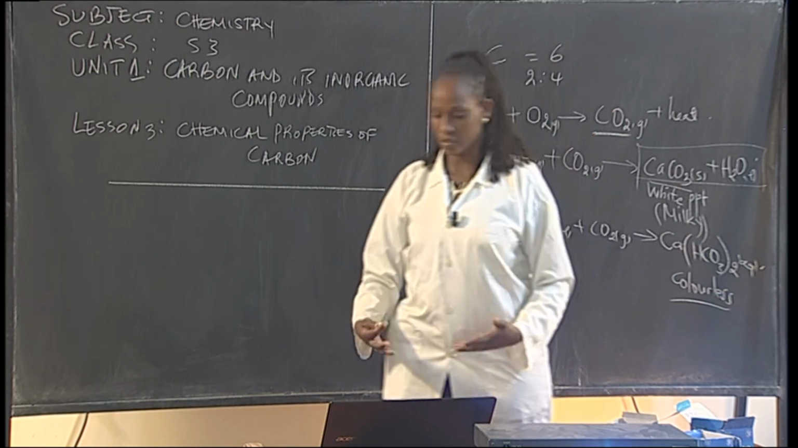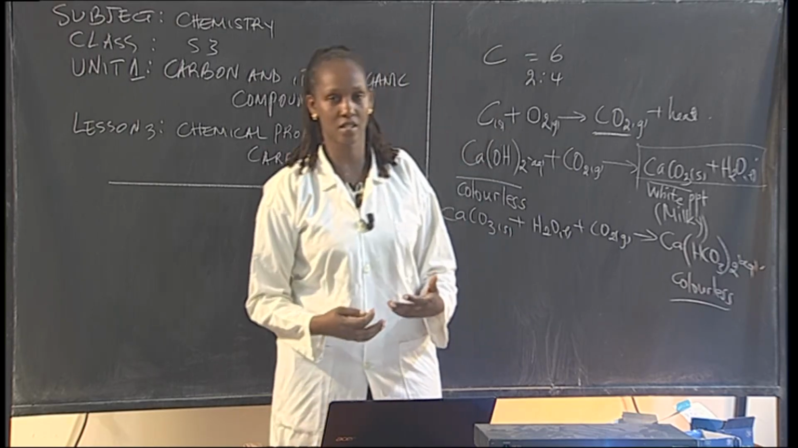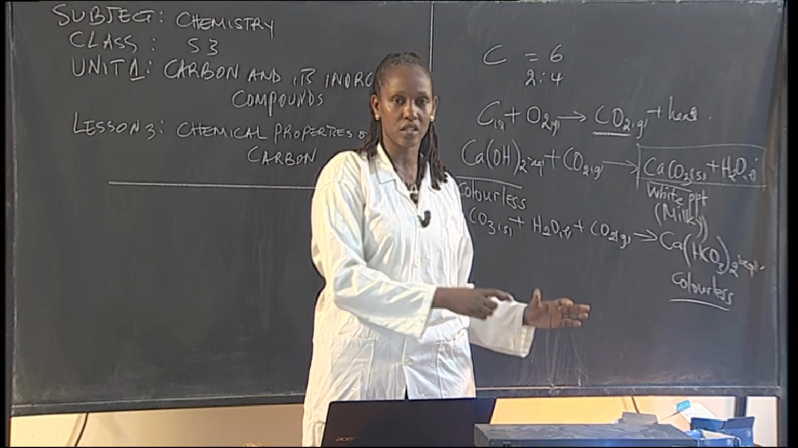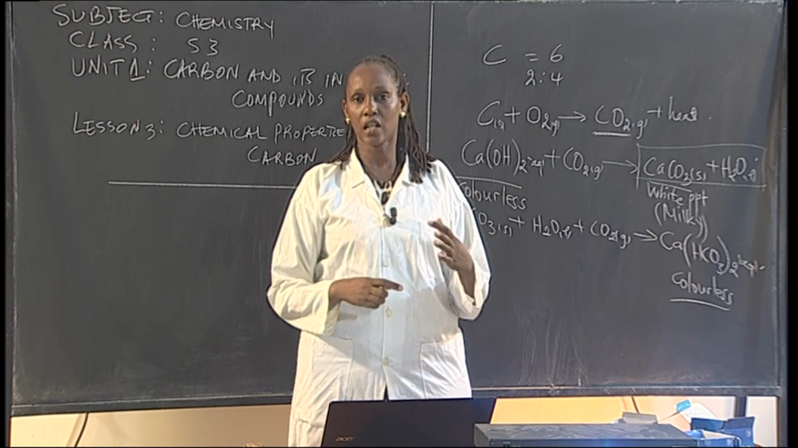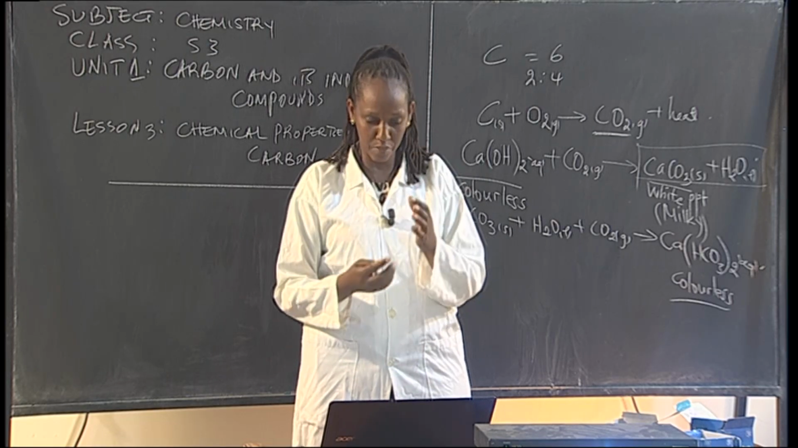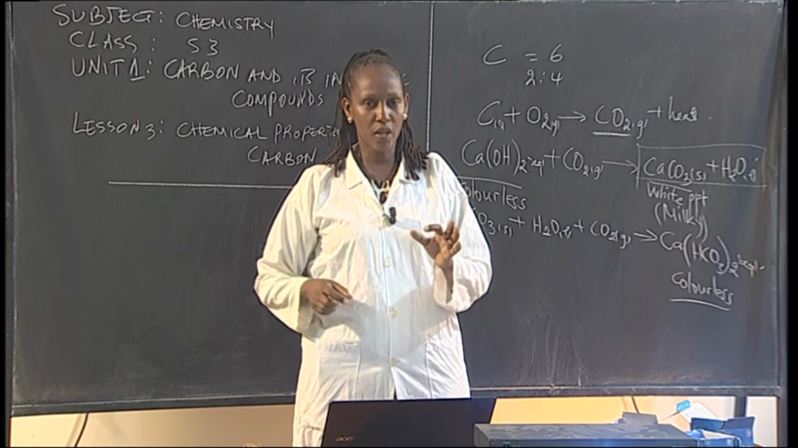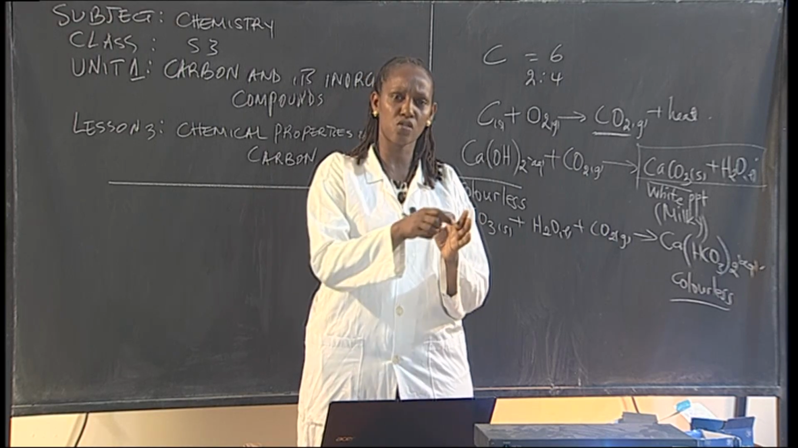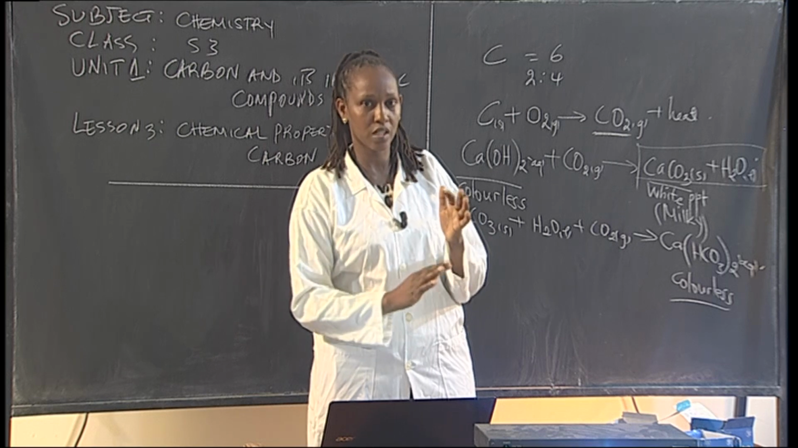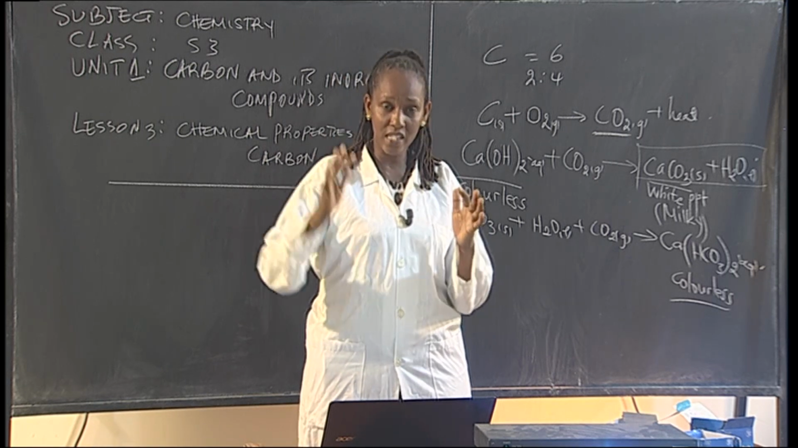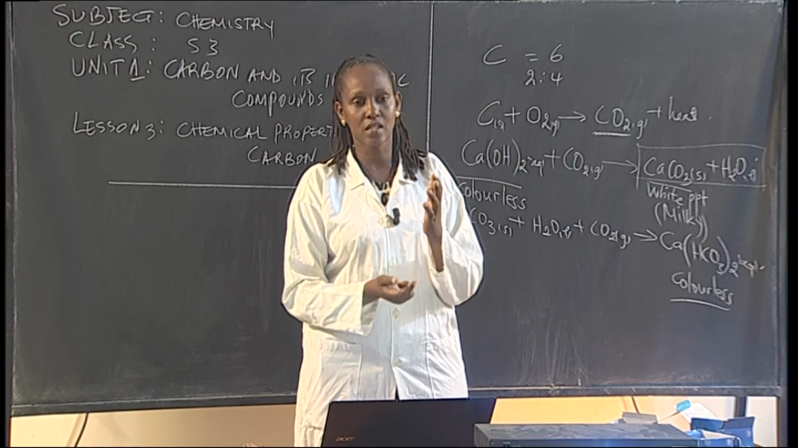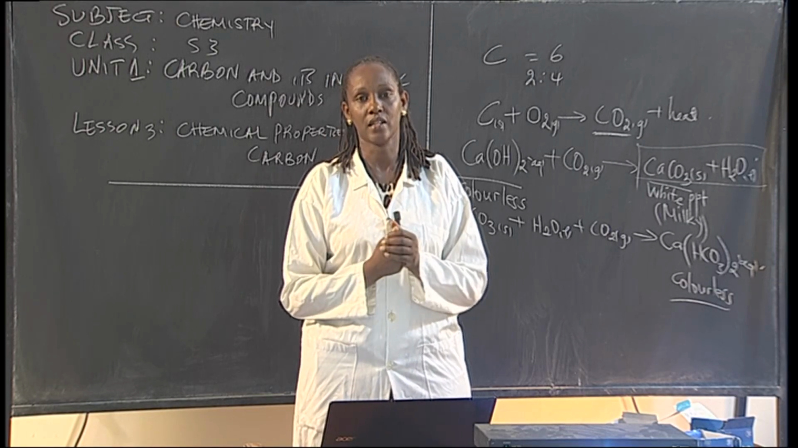So in your practicals, when you introduce carbon dioxide into calcium hydroxide, you see a white precipitate being formed. But when you continue to introduce more carbon dioxide, that white precipitate or milky color will disappear and the substance becomes colorless again.